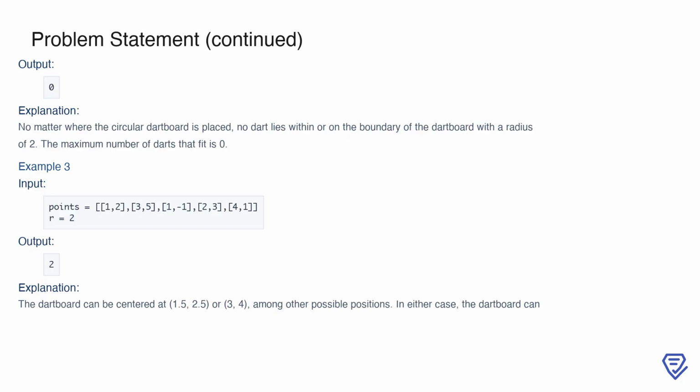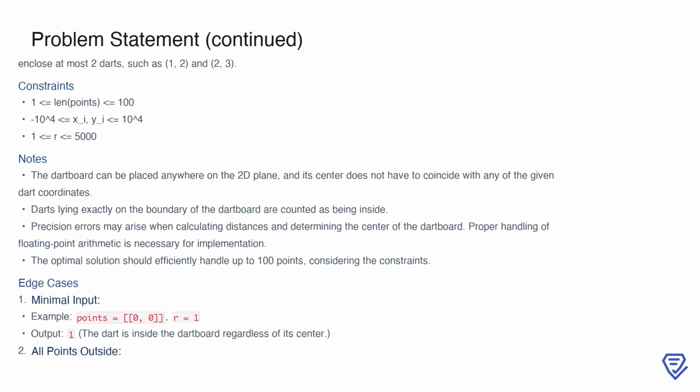Moving on to the third example, the points are (1, 2), (3, 5), (1, -1), (2, 3), and (4, 1), with r equals 2. In this example, we can achieve a maximum of 2 darts within the dartboard by carefully choosing its center. For instance, centering the dartboard at (1.5, 2.5) would include darts (1, 2) and (2, 3). Alternatively, centering at (3, 4) could also include 2 darts. Regardless of the placement, the highest number of darts that can fit is 2. This demonstrates how the dartboard's position greatly influences the outcome, and efficient computation is key to solving this problem.